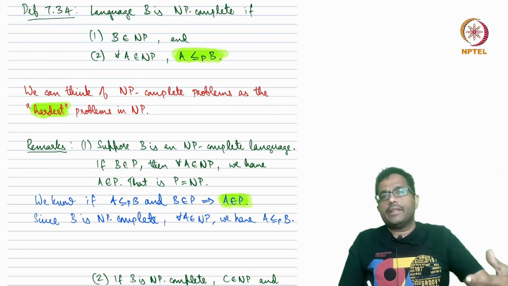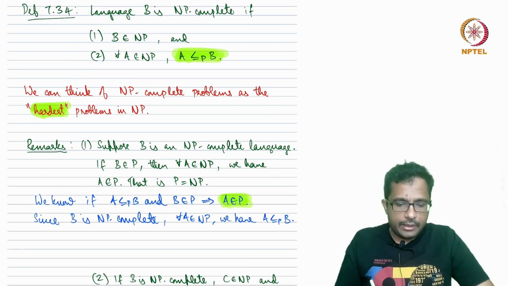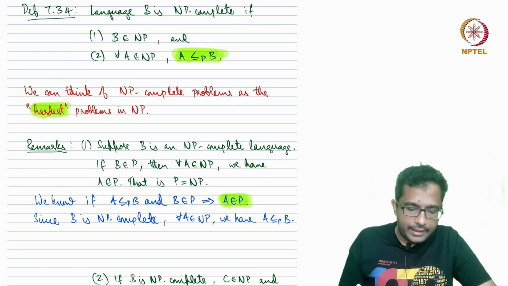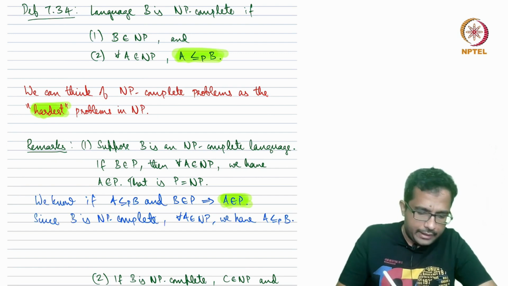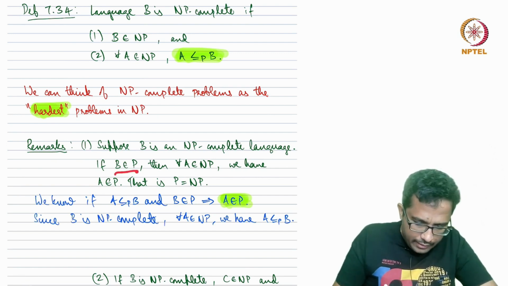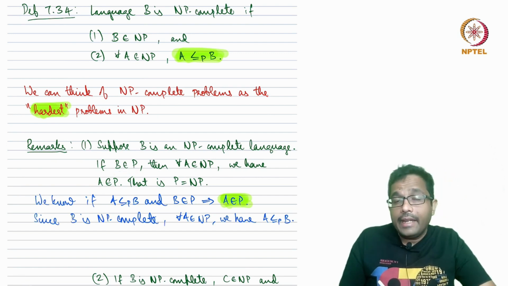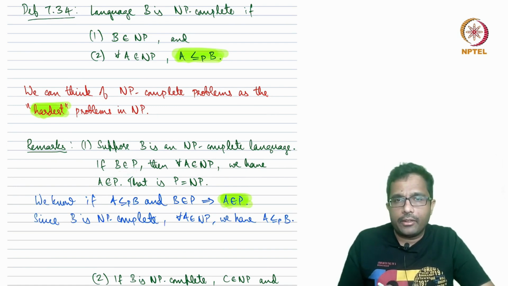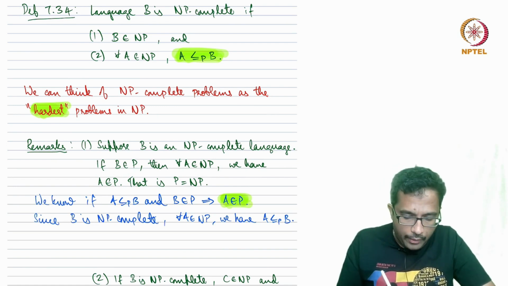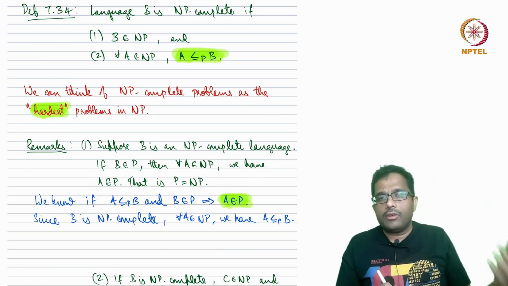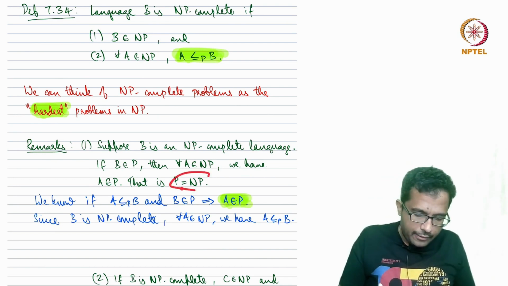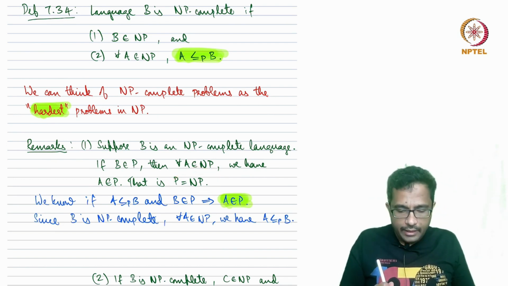All the languages in NP are reducible to B, and suppose we have a polynomial time decider for B. That's the assumption. If B is NP-complete, and if we find a polynomial time decider for B, then we have polynomial time deciders for all languages in NP, meaning we have P equal to NP.